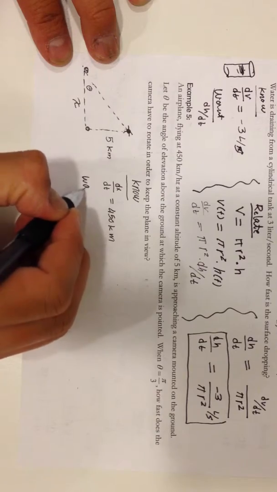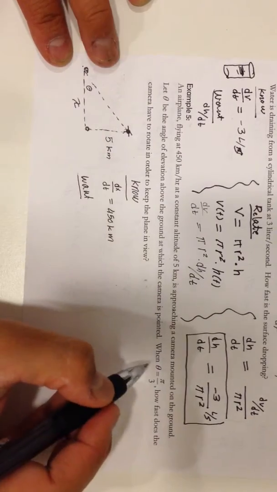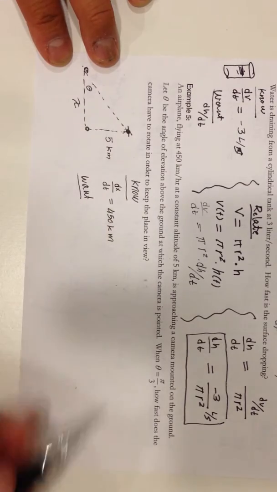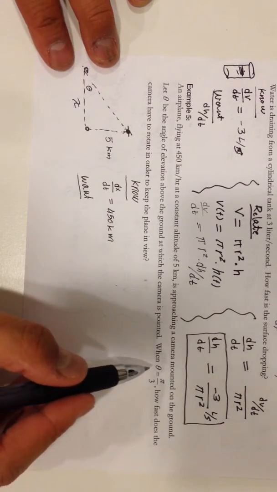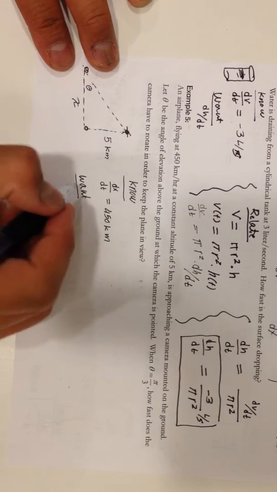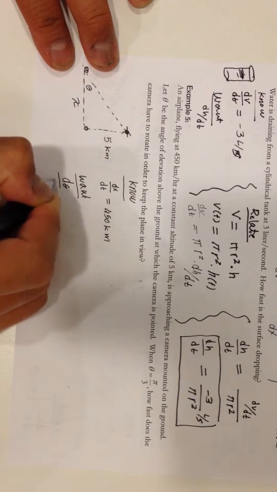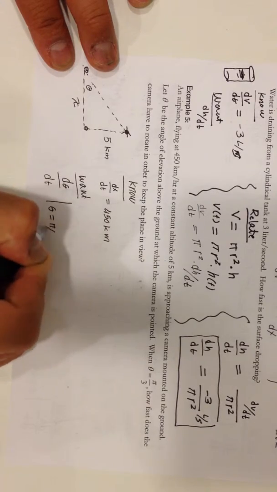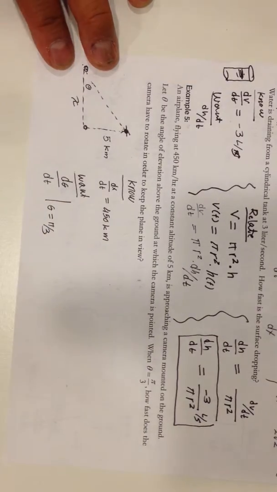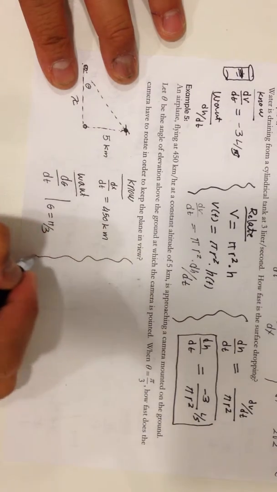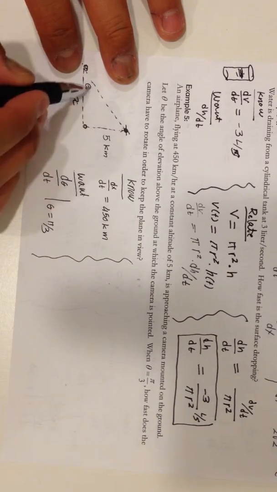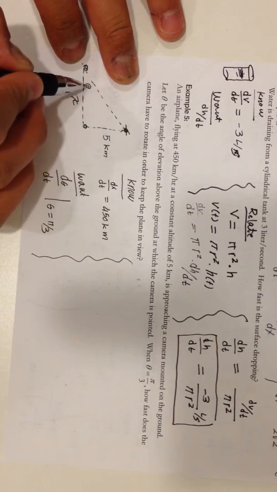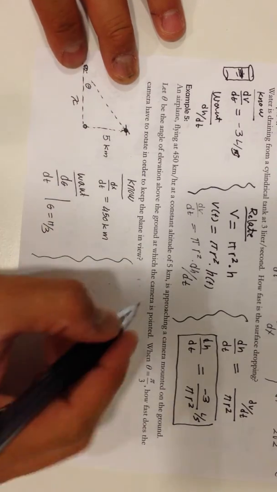What we want is to know how fast the camera has to rotate. How fast the camera has to rotate involves the change in the angle. So we want to know the change in the angle with respect to the change in time, dθ/dt, at θ equals 2π over 3. That's what we want. Now we want to write a relationship between these three things. How is this rate related to the change in this angle?